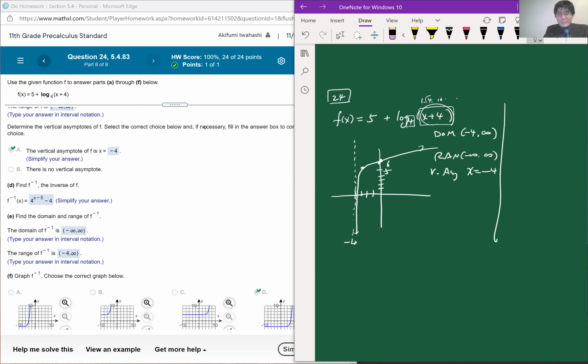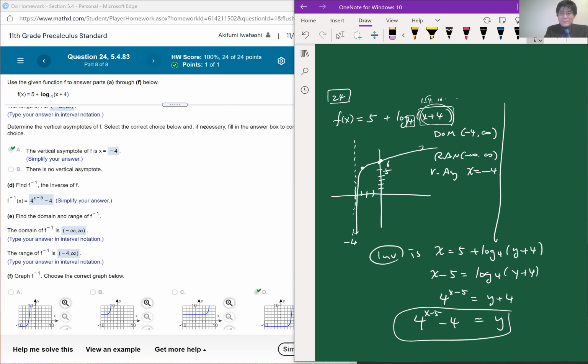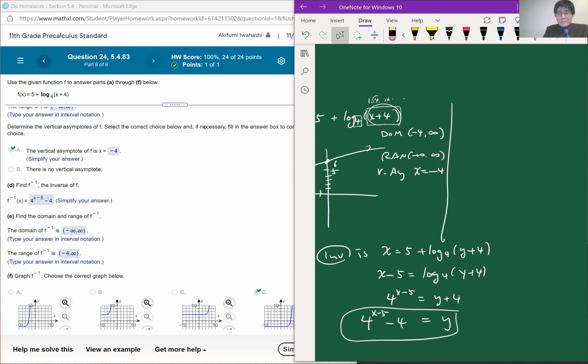Let's find the inverse. The inverse is to swap x and y. So it's going to be x is equal to 5 plus log base 4 of y plus 4. First of all, move 5 to the other side. And we express this log expression in exponential form. So 4 to the power of x minus 5 is equal to y plus 4. So the inverse function is 4 to the power of x minus 5, minus 4.